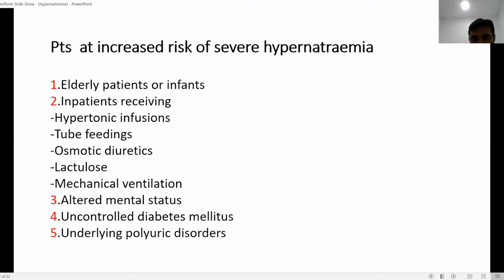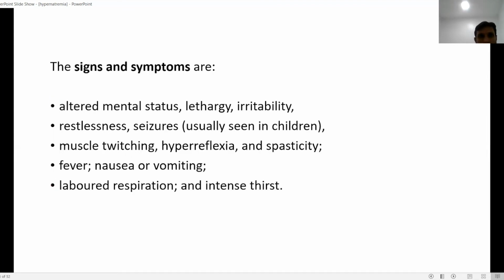Who are the patient subsets at increased risk of severe hypernatremia? One is elderly patients or infants. Second is patients who receive hypertonic infusions, tube feedings, osmotic diuresis, lactulose, or mechanical ventilation. Third is altered mental status patients. Fourth is uncontrolled diabetes mellitus. Fifth is underlying polyuric disorders.